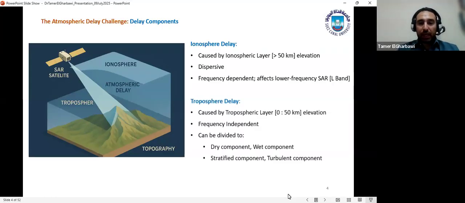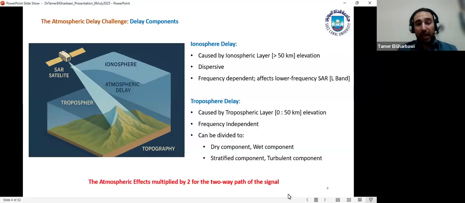The tropospheric delay is mainly from the zero elevation, or the ground level, up to nearly 50 kilometers. It is frequency independent, so the effect is nearly the same for any sensor. And it can be divided into two main components: the dry component caused by the air pressure, and the wet component caused by the water vapor. Some researchers have divided these effects into stratified and turbulent. The stratified depends mainly on elevation, and the turbulent does not depend on elevation.